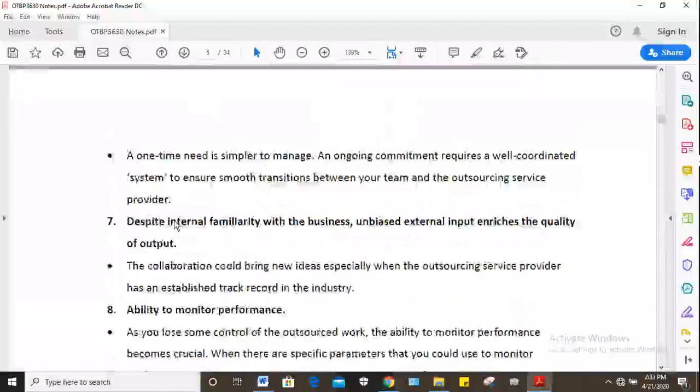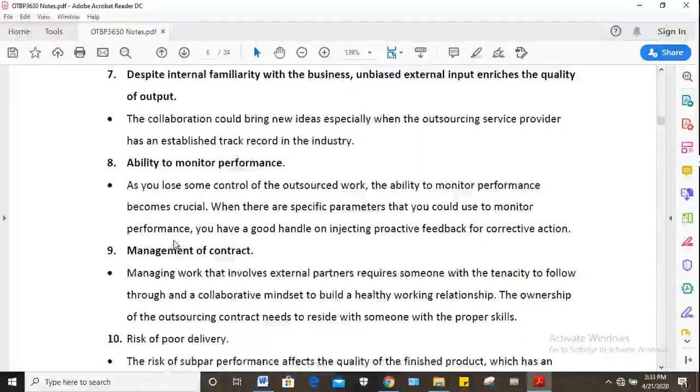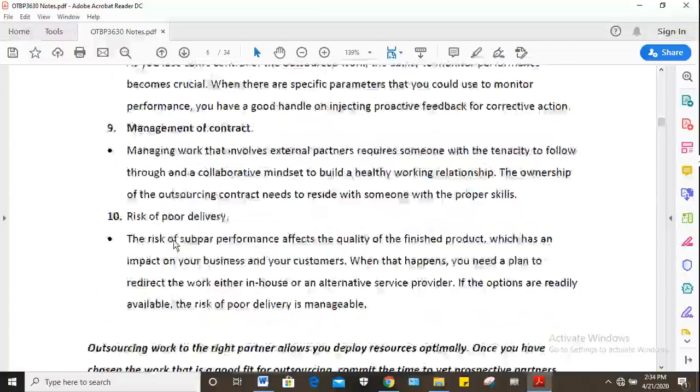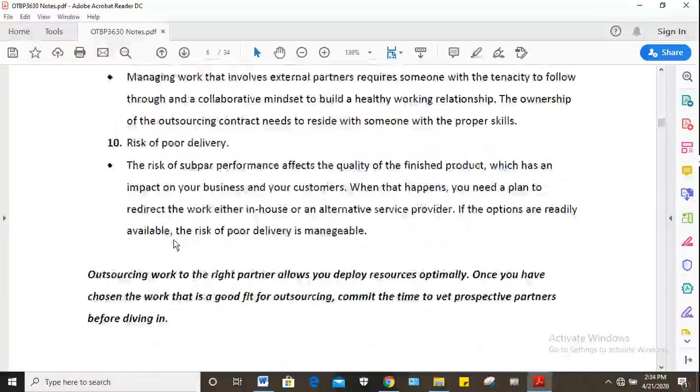So that's another very important aspect when it comes to outsourcing, the issue of collaboration and also bringing new ideas. Then also ability to monitor performance. Then also management of contracts. So it's important also to be able to see how that is going to work out. Then also the risk of poor delivery. So sometimes there can be poor delivery of whatever good or service you outsource. So it's very important to make sure that your outsourcing partner has got a good track record.